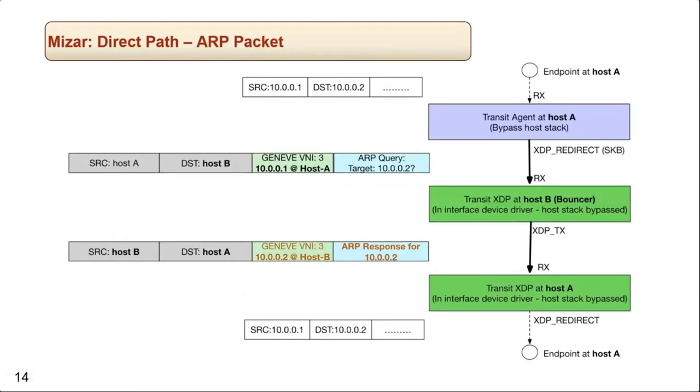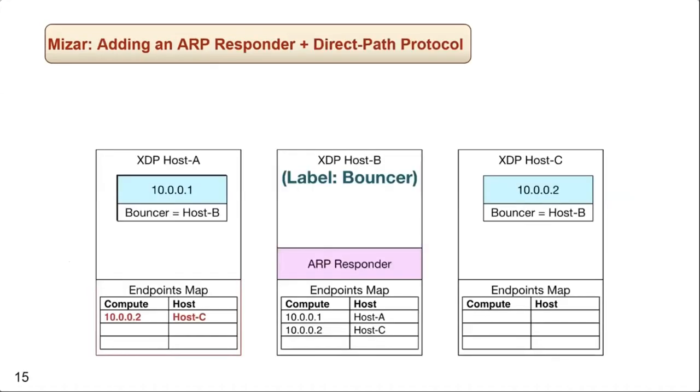So now what happens is the ARP request comes from host A, from the endpoint 10.0.0.1, and asks: where is 10.0.0.2? It goes to the bouncer. But the bouncer has ARP responder capability built in. So it replies back to host A, saying that I know where 10.0.0.2 is, and it modifies the Geneve option, saying that 10.0.0.2 is actually on host C. Okay, so when the packet is received back at host A, it adds this to the local endpoint map, saying that 10.0.0.2 is at host C.